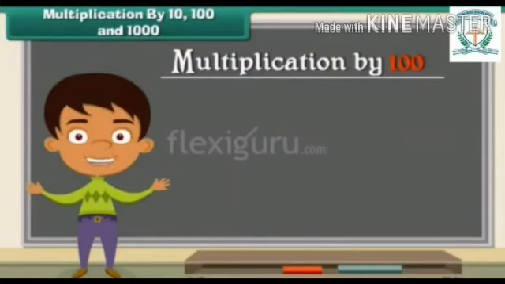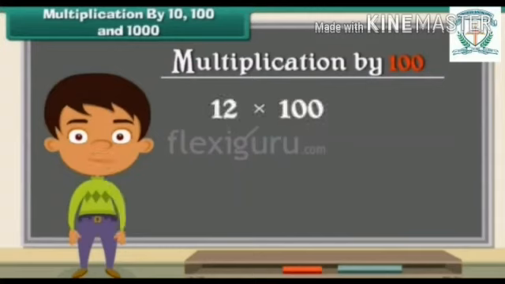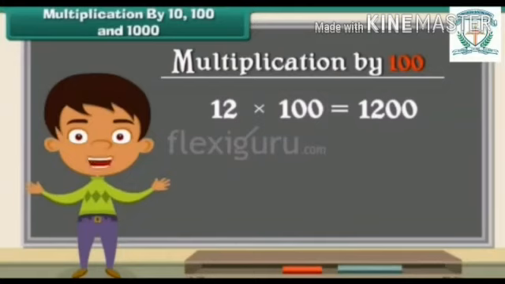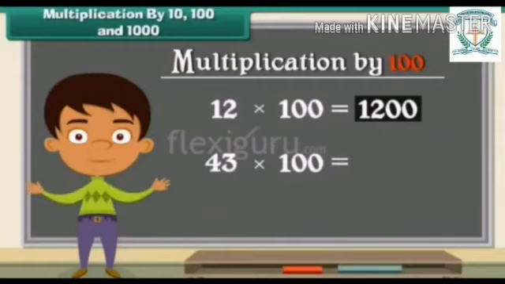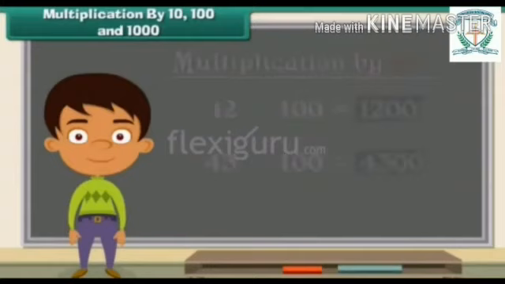When we multiply a number by 100, we add 2 zeros in the 100 to the right side of the number to get the result. Let's multiply 12 by 100, add 2 zeros to the right of 12 to get 1200. By the same logic, 43 into 100 is equal to 4300.